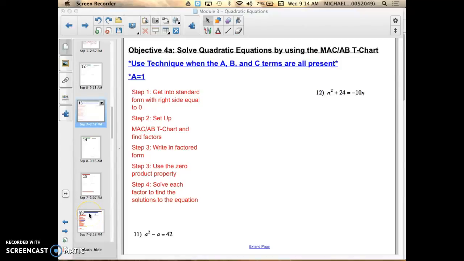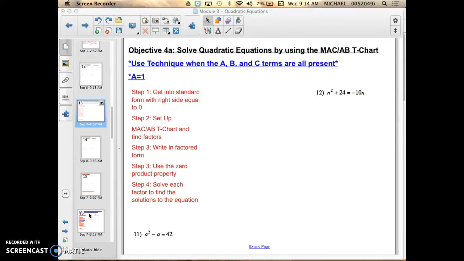Objective 4A, that's confusing. I think it's objective 3, the next objective after objective 2, which was solving quadratics by finding the greatest common factor. This objective is solve quadratic equations by using the MACAB T-chart. So I think on your pacing guide, this is objective 3. I made a little mistake there.